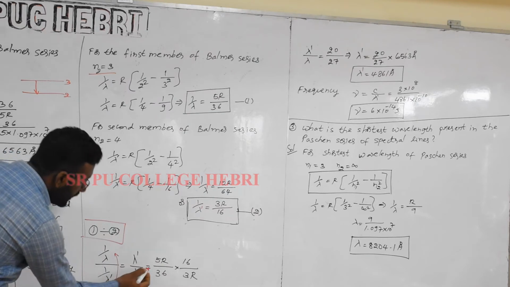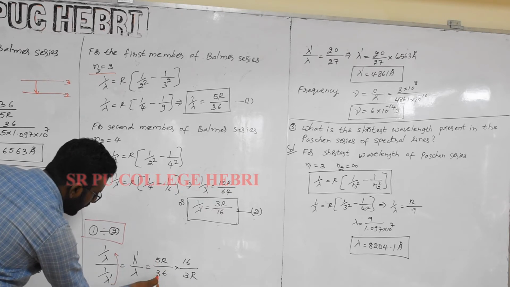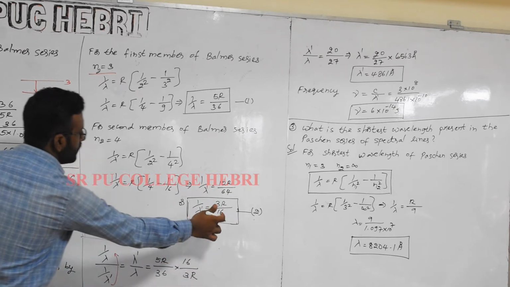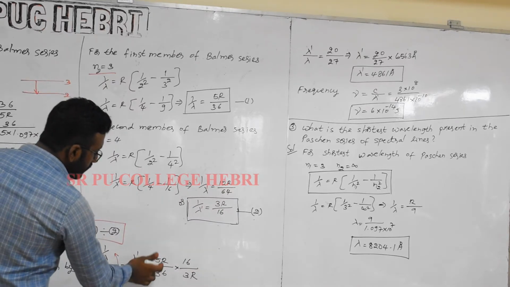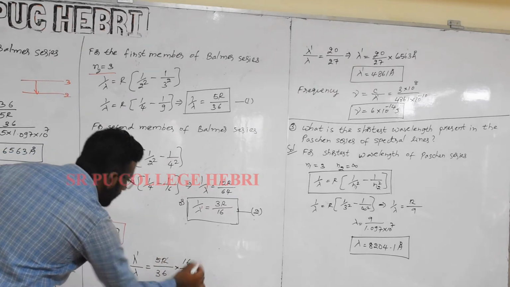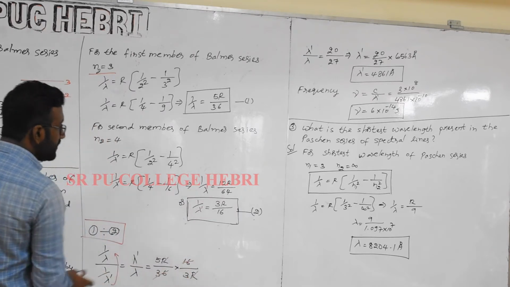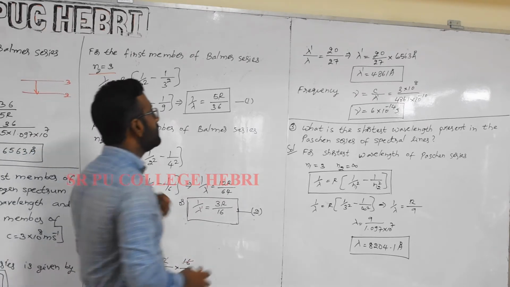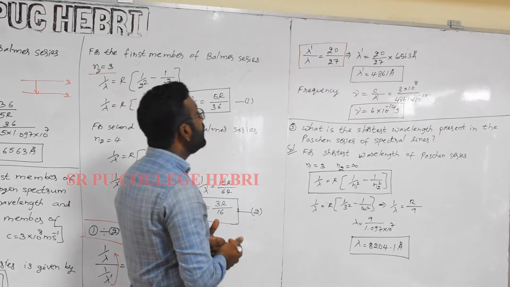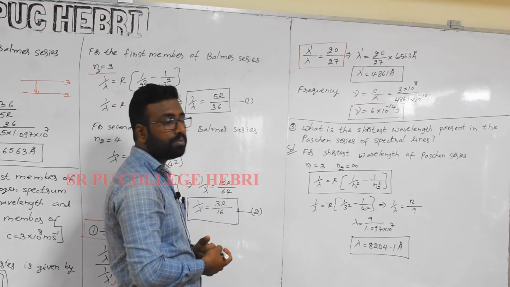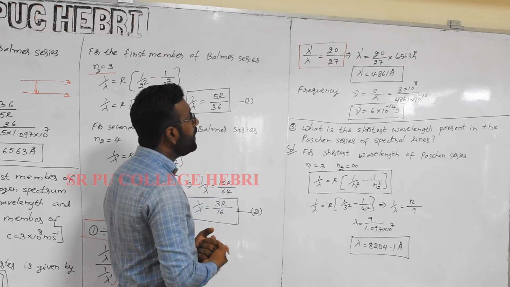Again the same thing, that is equal to 5R by 36 multiplied by the inverse of this, 16 by 3R. Correct? You know math, right? So you can cancel the terms over here. R and R can be cancelled, then you can cancel over here with the 4. Do the cancellation on your own, then check the final answer. Lambda dash divided by lambda will be 20 divided by 27.